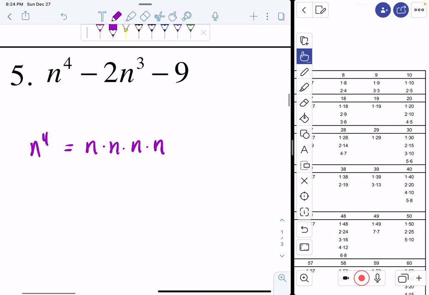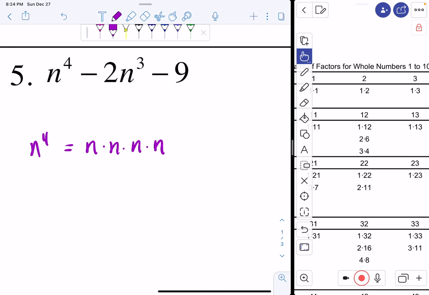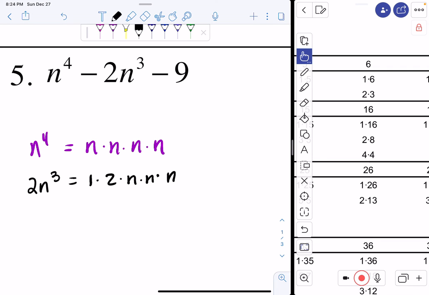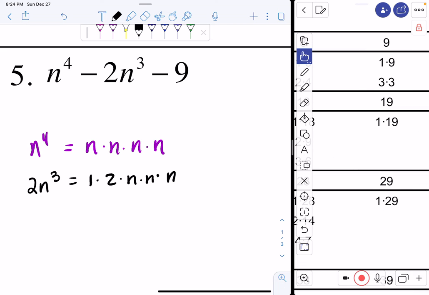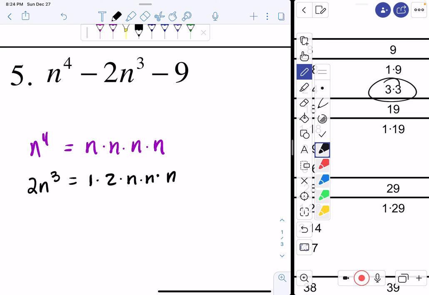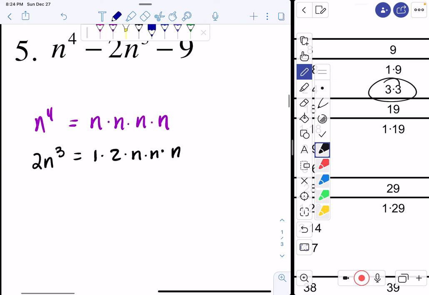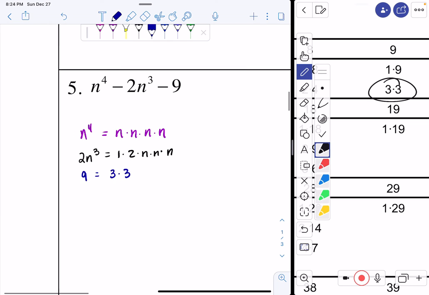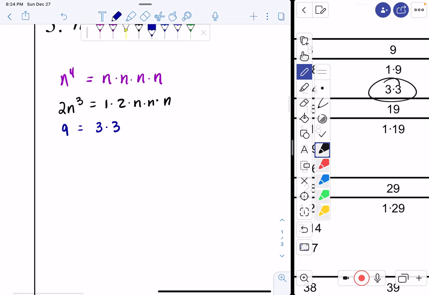For 2n cubed, I can't break apart a 2, so I'm just going to write 1 times 2 and then 3 n's. And then 9, if you look, I can only break apart into 3 and 3, which I know is already prime. So I can say 9 is 3 times 3. If you look, they have nothing in common. So I actually can't factor this. This is my final answer. Or if you want, you could just say prime.